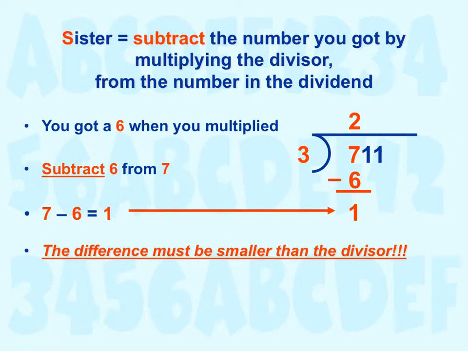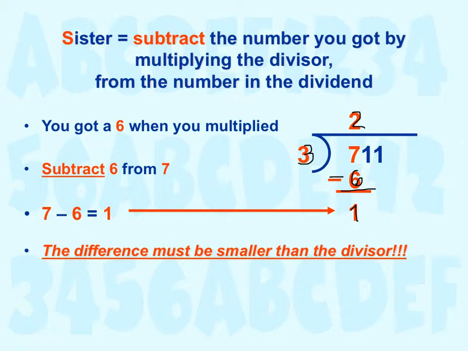Step 3, the S, sister, which means subtract. So you're going to subtract the number you got when you multiplied the divisor by the number in the quotient. We said 2 times 3 is 6. We're going to subtract 6 from 7, and we get 1. 7 minus 6 equals 1.